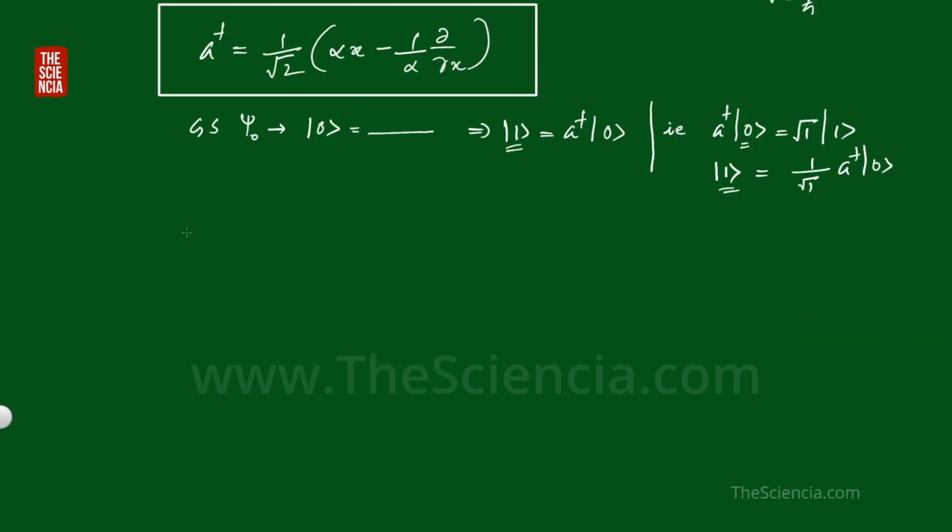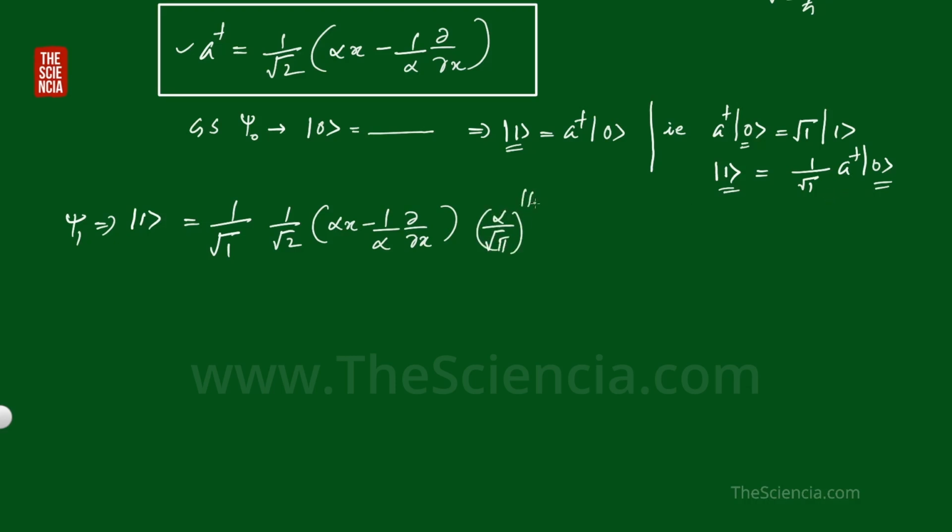Okay, so in order to find out the next higher energy state, that is psi 1, represented as ket 1, it is equal to 1 by root 1 a dagger. We know a dagger is equal to 1 by root 2 into (alpha x minus 1 by alpha dou by dou x) acting on ket 0. We know the ground state wave function, that is (alpha by root pi) all raised to 1 by 2 e raised to minus half alpha squared x squared, right?